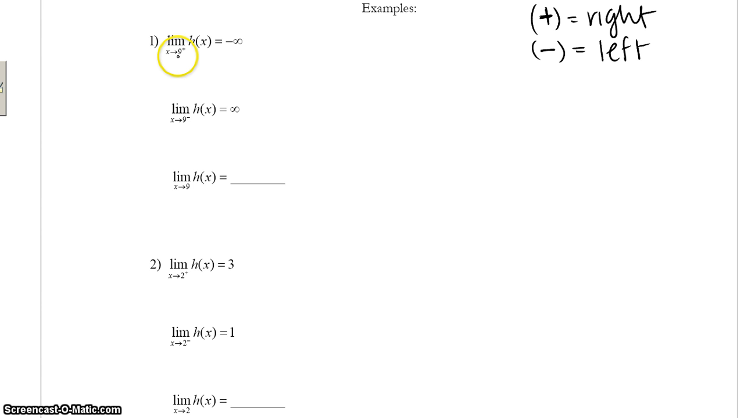The limit as x approaches 9 from the right side, h of x approaches negative infinity. And the limit as x approaches 9 from the left side, h of x approaches infinity. And remember that when these two numbers are not the same, the limit as x approaches that number, which is 9 in this case, h of x does not exist. It needs to be the same on both sides. Your left and right hand limit need to be the same in order for a limit to exist.